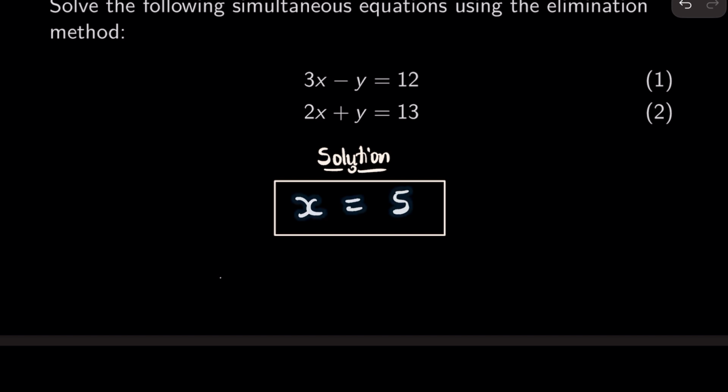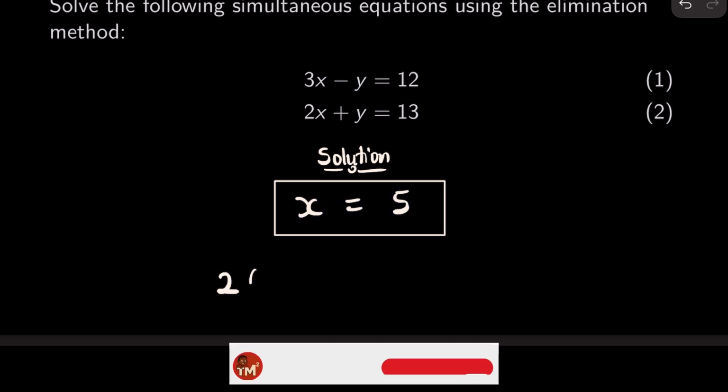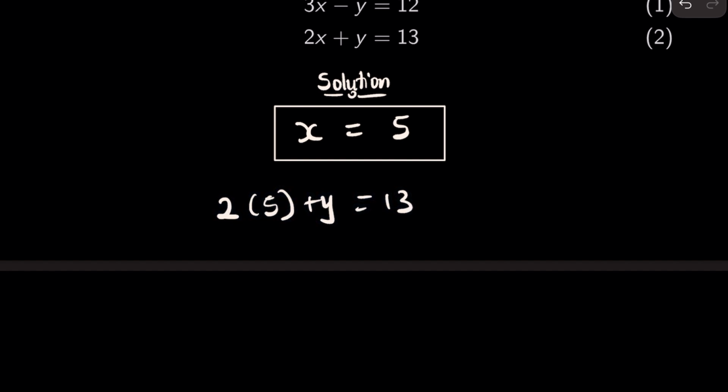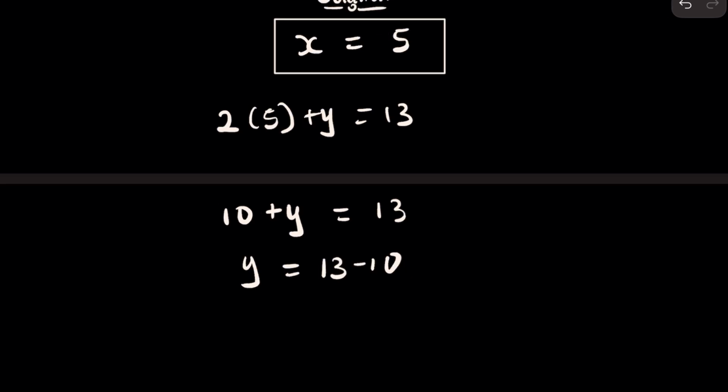So you're going to have 2 times x, but x is now 5. Then plus y is equal to 13, right? We are using equation 2 in this case. Now 2 times 5, as we all know, is 10. Then plus y is equal to 13. So solving for y, we have to move 10 to the right hand side. So we are going to have y is equal to 13 minus 10. Thus y is equal to 3. So we now have both the values for x and that of y.